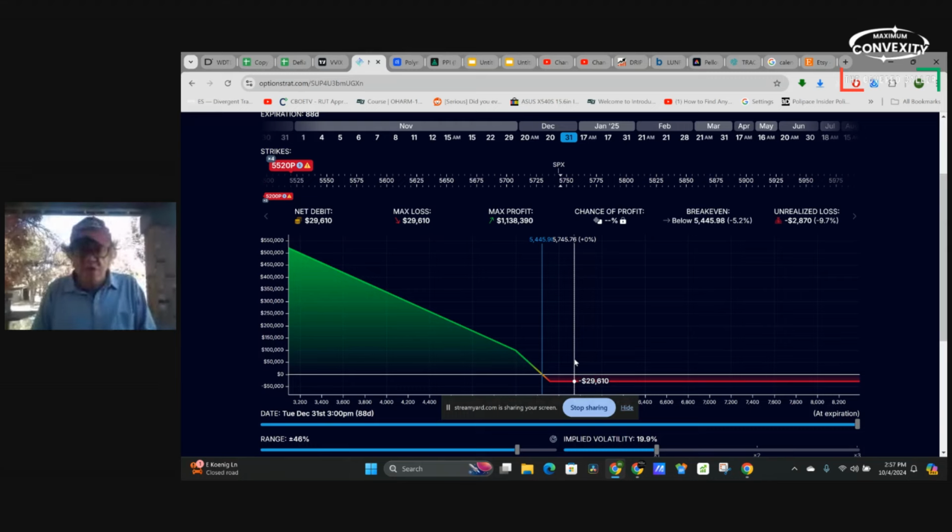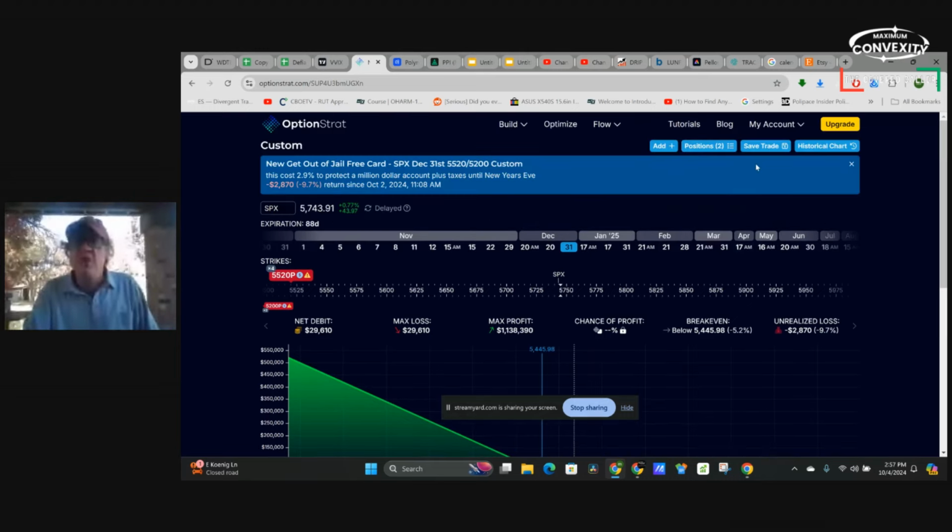But a hedge is an expense. It costs about $2,900, which is, we're going to call that 3% on a $1 million account. This hedges a $1 million account. So I'll put the link to it in the notes.